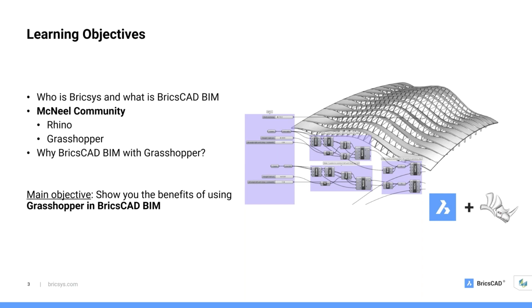We then briefly mention the McNeel community and explain shortly about Rhinoceros and Grasshopper. But the main topic of today, of course, is why do we offer a direct interface between BricsCAD and Grasshopper? After that, I will finally let Fleur do the main work. She will demonstrate and definitely show you the benefits of the BricsCAD with Rhino Grasshopper interface.